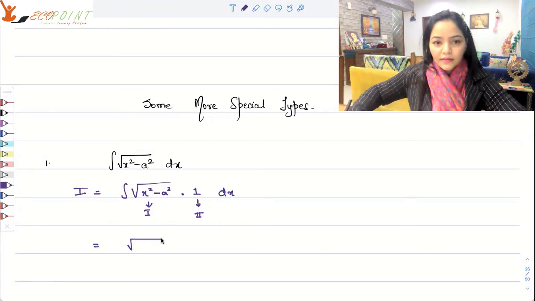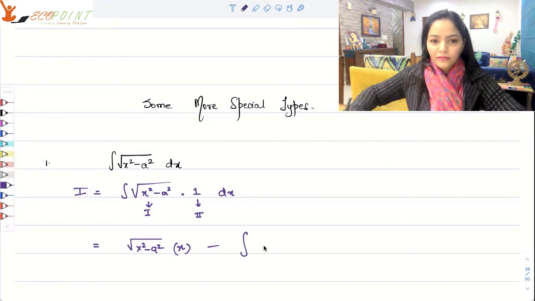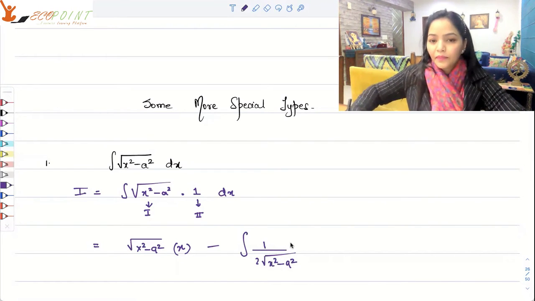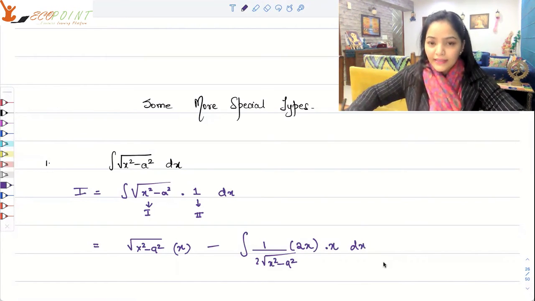first function as it is, that is square root of x square minus a square as it is, into integral of second, which means into x, integral of 1 is just x, minus whole integral of derivative of the first. So derivative of the first would be 1 upon square root of x square minus a square, and chain rule will play its role, so getting multiplied by 2x, into integral of the second, which is just x, and integral of this entire thing, right?